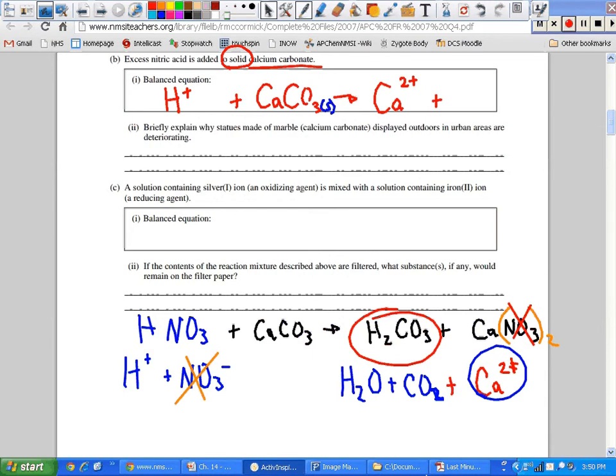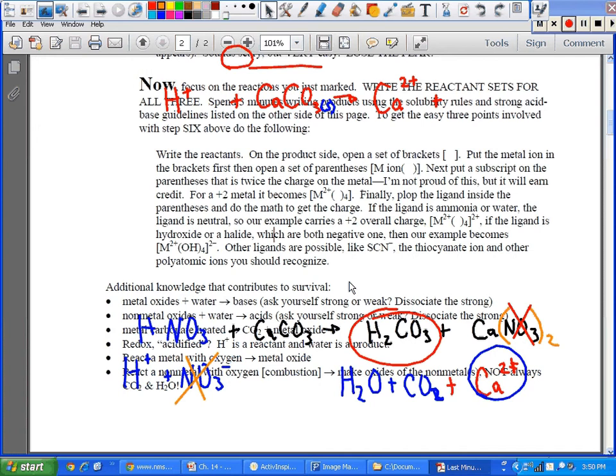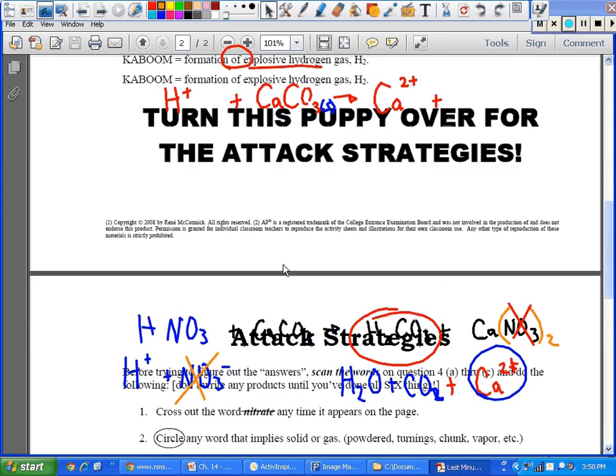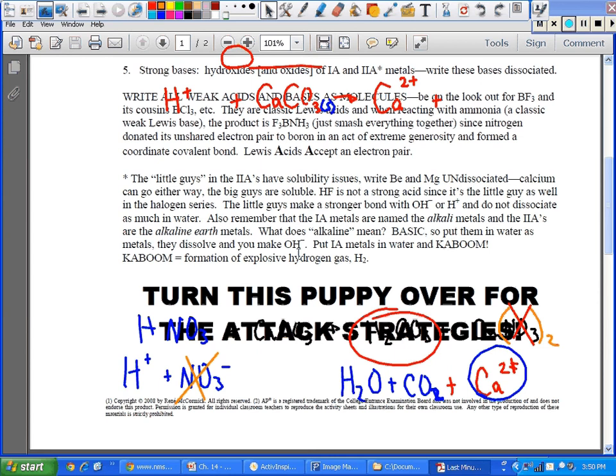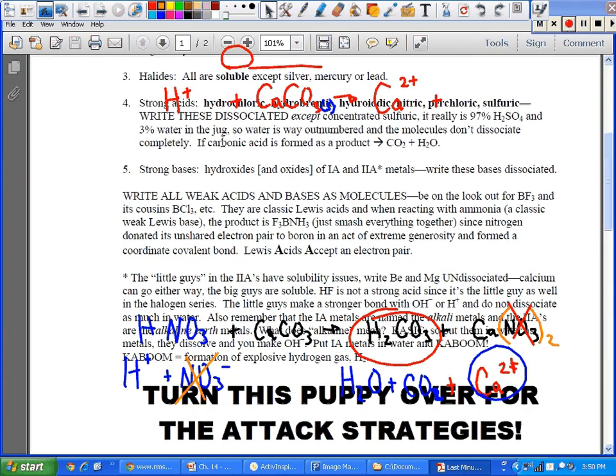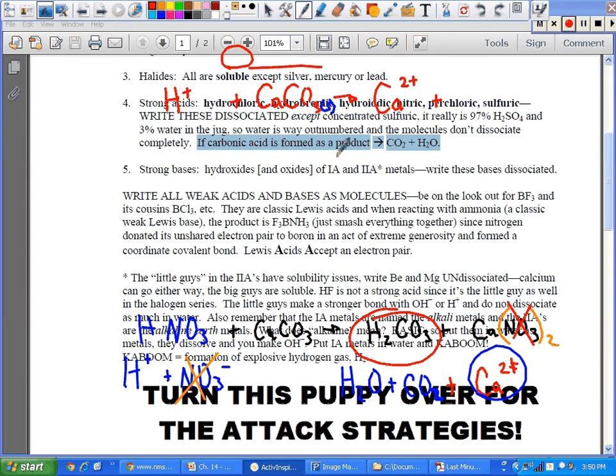So if carbonic acid is formed as a product, you write it like this. That's exactly where carbonic acid is, guys. Carbonic acid was a product. But instead of writing it as H2CO3, write it as this. That's one of the little nuances of net ionics that kill people. Nuisance is your pain in the butt, and nuance is something that's different from the norm.